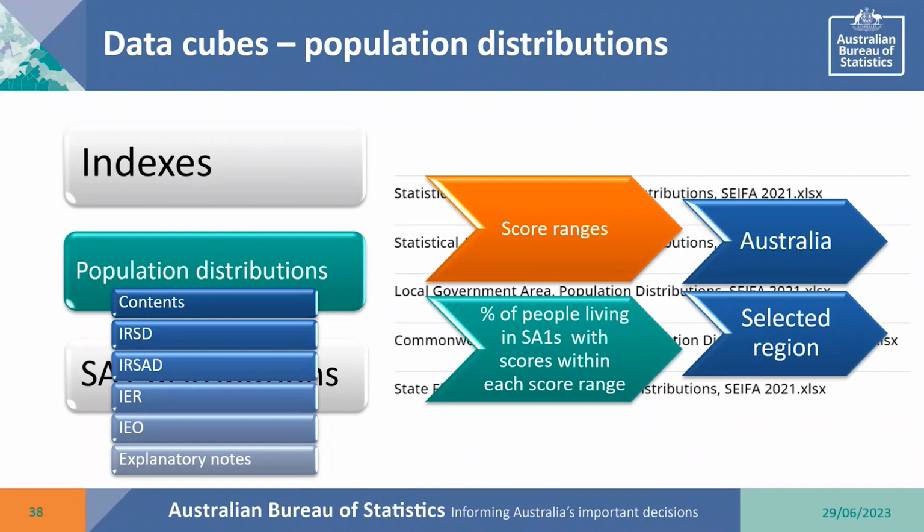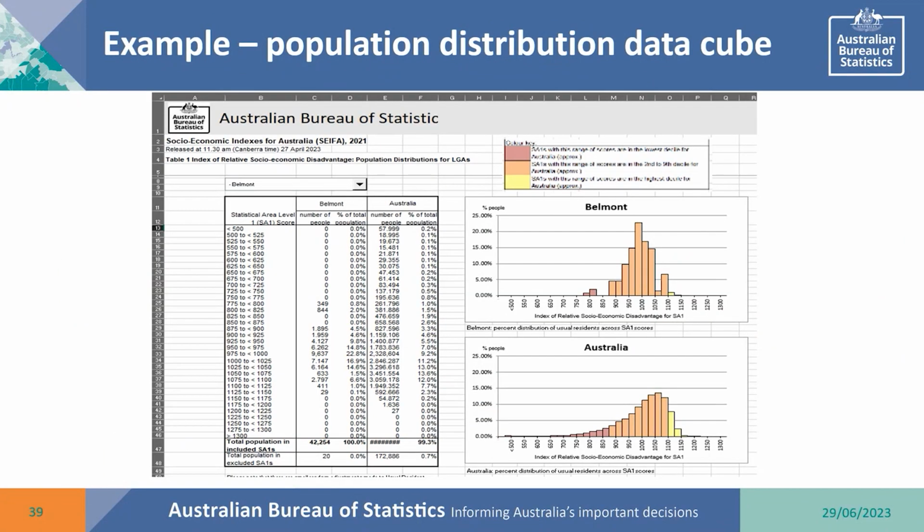So the population distributions can be used to understand the diversity of the SA1 SEIFA scores within larger areas. If an area has a diverse range of SA1 scores, then the population will be spread widely across the scores. An area with a low level of diversity will have most of the population falling within a small range of scores. So here's an example of the population distribution data cube.